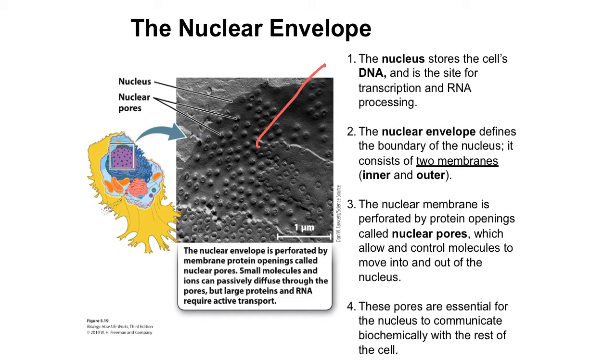Of course, the nucleus stores the cell's DNA and is the site for transcription and RNA processing. It's also the site for DNA replication, although, as we will see later on, DNA replication happens when the nuclear envelope has disintegrated. But that will be for another chapter in this unit. But the important focus here is the nuclear envelope, which defines the boundary of the nucleus. So this is actually a figure of that.